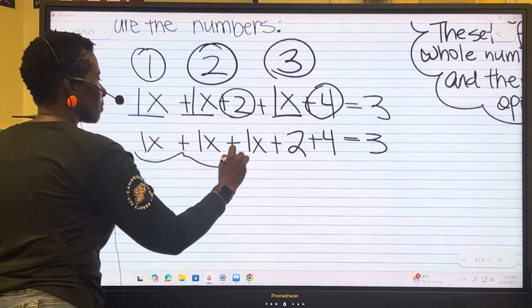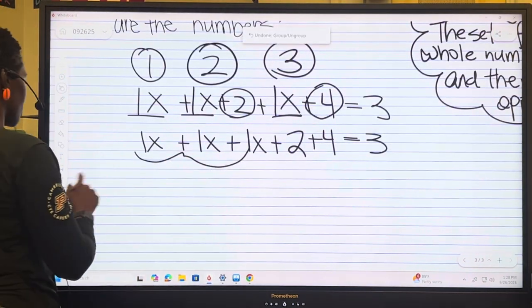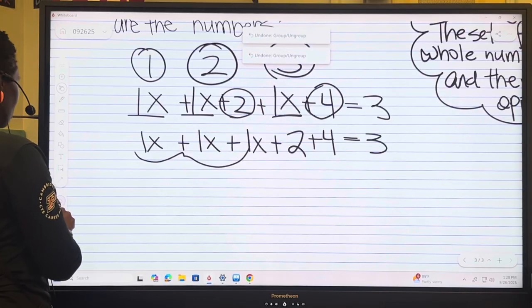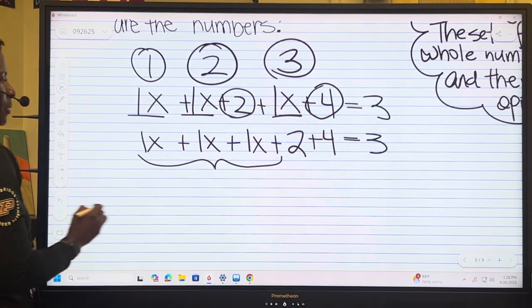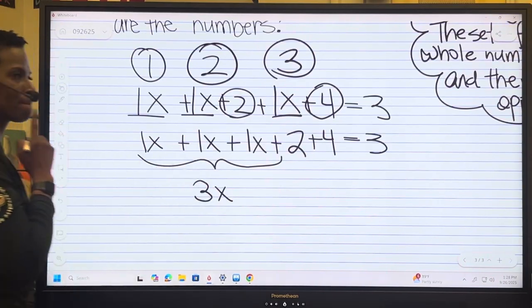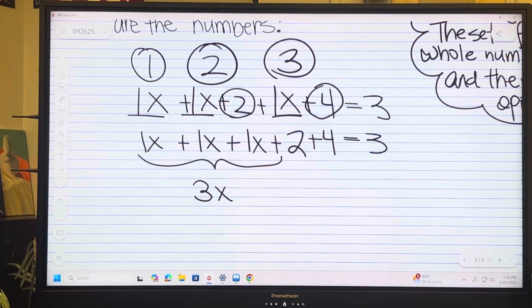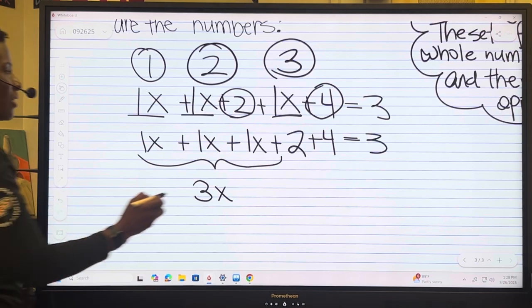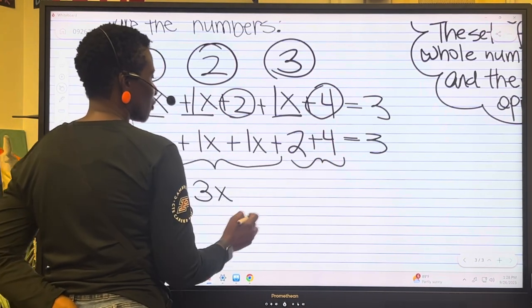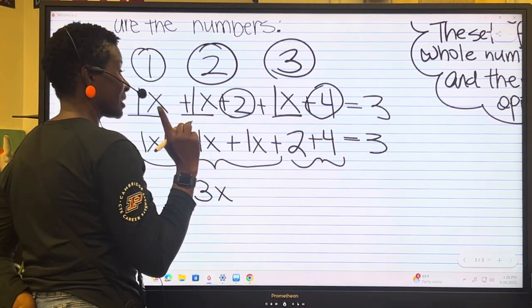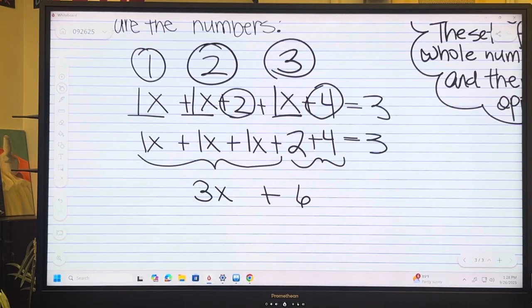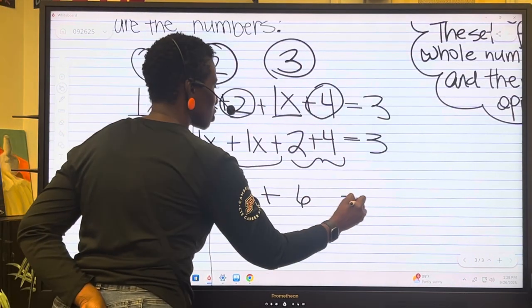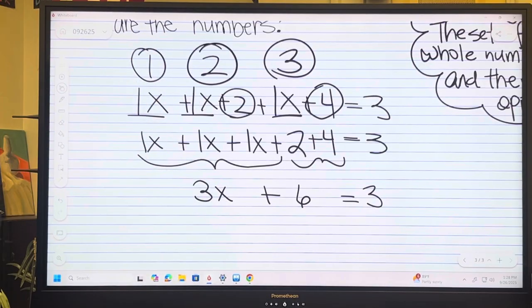1x plus 1x plus 1x go together, right? So what do I get when I do 1x plus 1x plus 1x? 3x. See why I wanted to put them together? So I could just see them, right? And then I got what? 2 plus 4 is going to give me what? 6. What kind of 6? Positive 6. That's how it makes my problem, right? And then that's going to be equal to what? 3. Any questions on this so far?